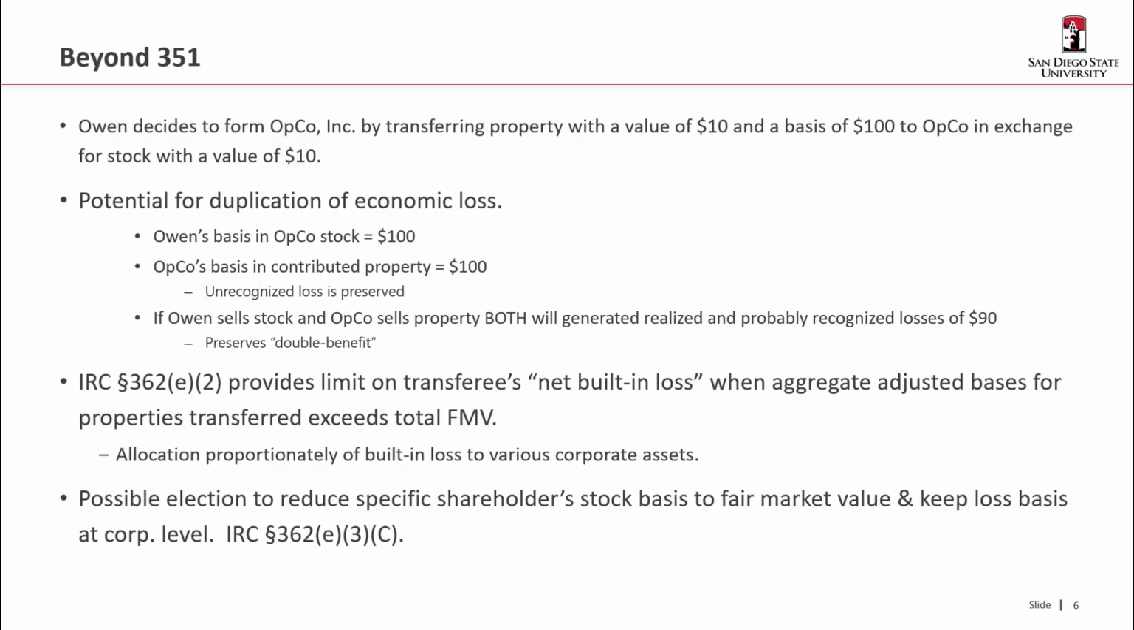362(e)(2) provides a limit on the net built-in loss when the aggregate adjusted basis for properties transferred exceeds their market value. So what you have to do is allocate proportionally the built-in loss to the various corporate assets. Alternatively, you could make an election to say the shareholder stock basis will be reduced, and therefore you'd keep the loss at the corporate level. So you still get to keep one of these losses, you just don't get to keep both of them.